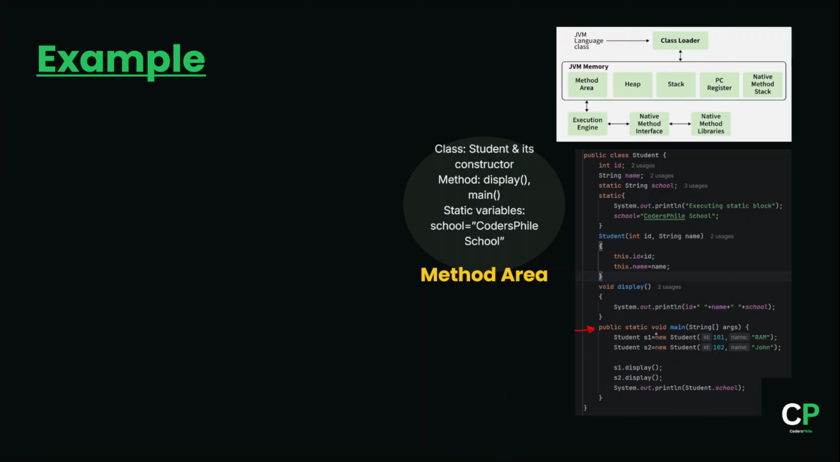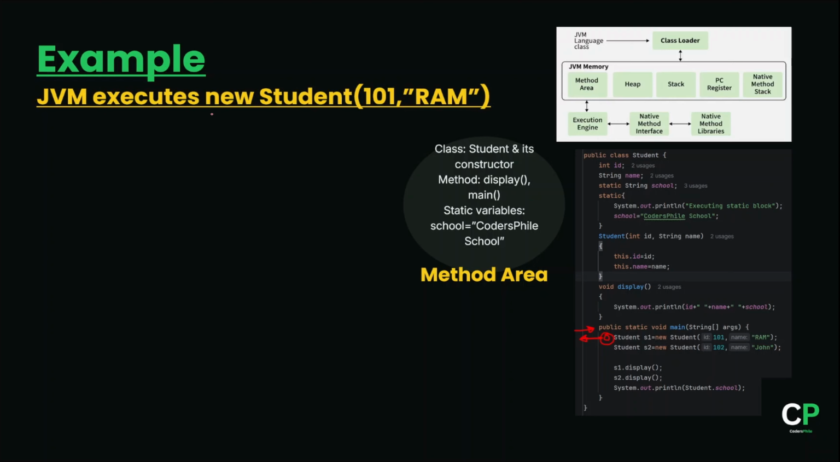So now the execution engine will start its execution from line number 0. So what will it do? First, as we all know, it is bytecode, and it will be converted into native machine code, and then it will be executed. So the JVM will execute this line, new Student(101, "Ram").